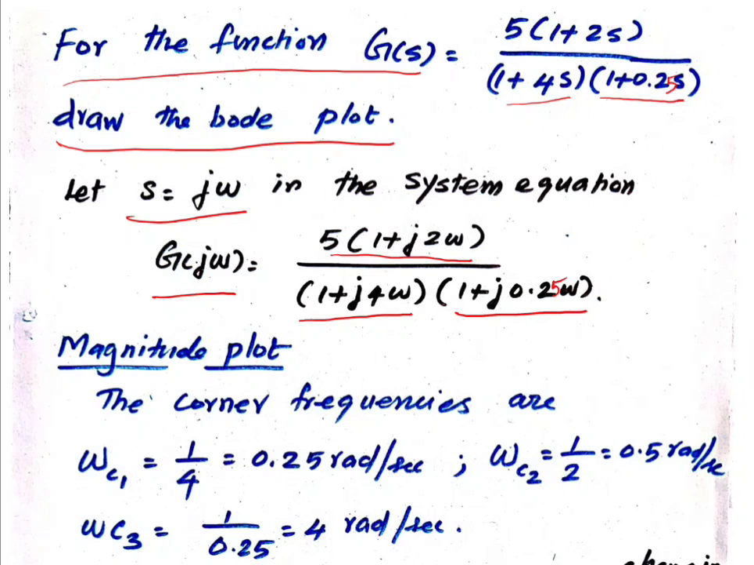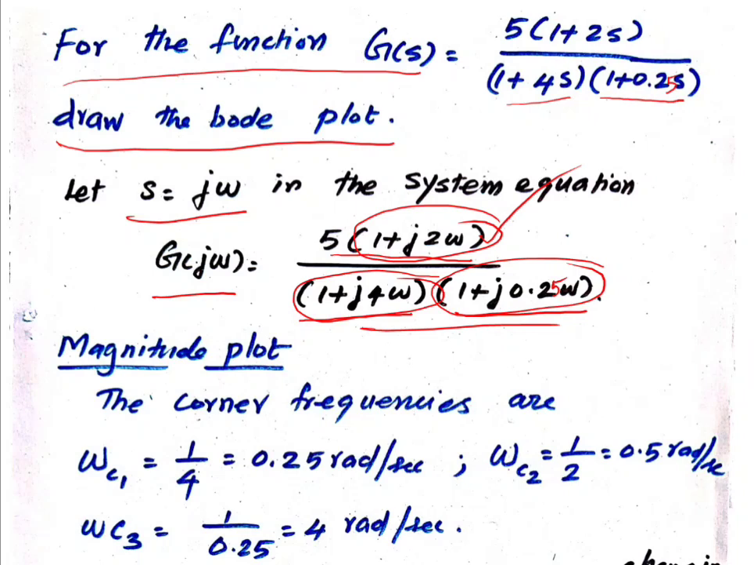When you are seeing this transfer function, we have three terms. This is one term, another term is here, and the third term is here. So one term is in the numerator and the other two terms are in the denominator. Now we have to find the corner frequency. Corner frequencies are determined by finding the coefficient and taking the inverse or reciprocal. Also we have to find corner frequencies in increasing order.